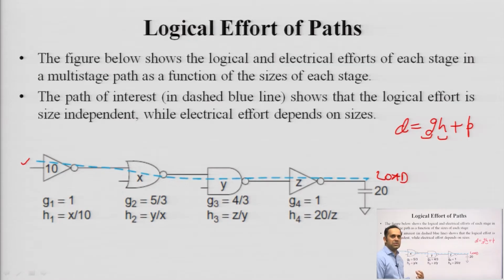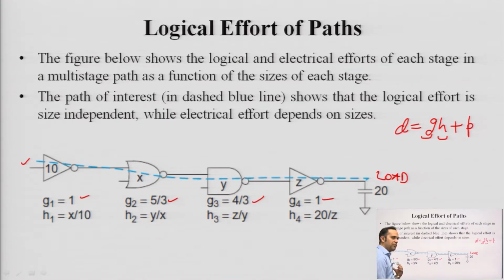For an inverter G is 1, for a NAND gate it is (n+2)/3, and for a NOR gate it is (2n+1)/3. So, you can see that for this 2 input NOR gate your logical effort is 5/3, and for this NAND gate it is 4/3. We are talking about two input logic gates here. For inverters logical effort is equal to 1.